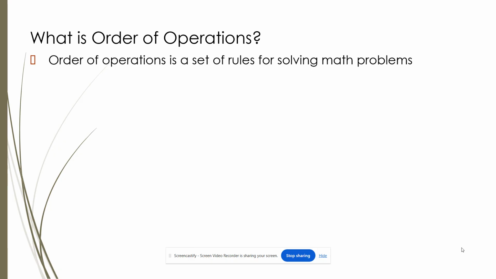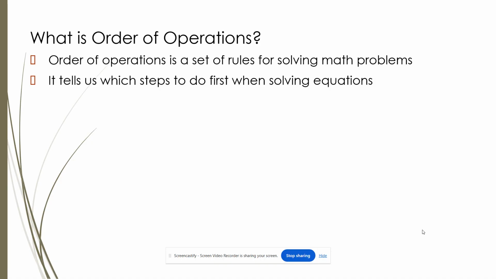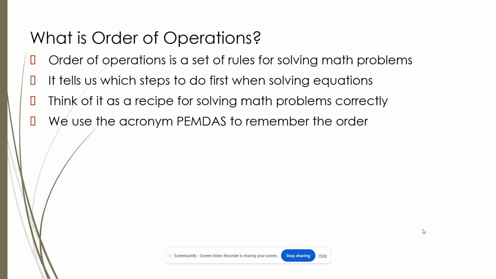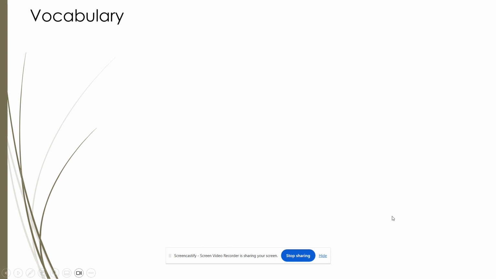Order of operations is a set of rules for solving math problems. It tells us which steps to do first when solving equations. Think of it as a recipe for solving math problems correctly. We use the acronym PEMDAS, or please excuse my dear Aunt Sally, to remember the order.